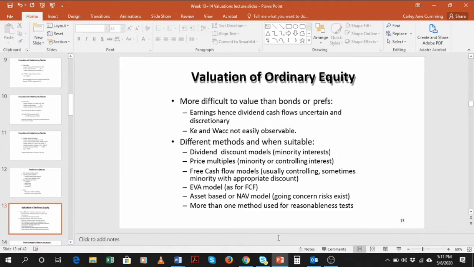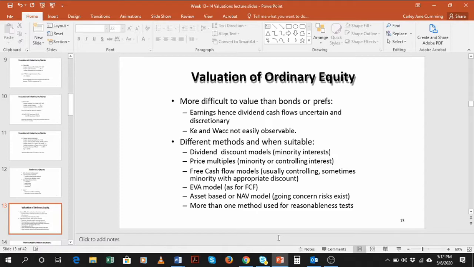This would be used mostly where a going concern risk exists. When we perform valuations, often more than one method is applied, and the reason for this is that the various methods can be used as a reasonableness test. For example, if we perform a valuation using the free cash flow model, this is not the only model we will use. Often we will also use the price multiples method to value the company, and in doing so, we'll be able to see the different values that the different methods give.